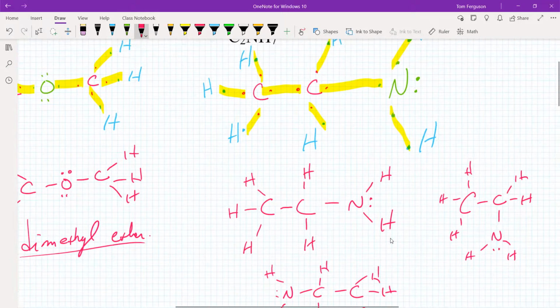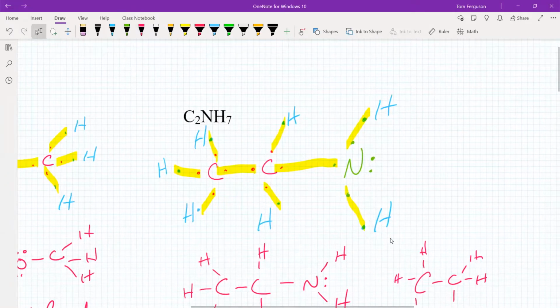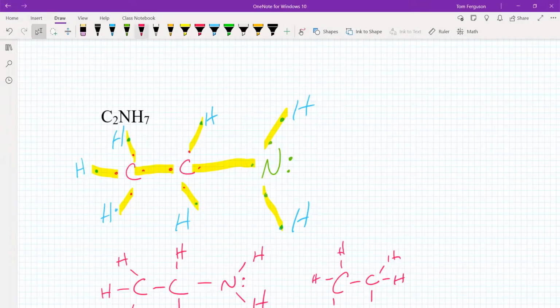Now, we can also do this a little differently. We put the nitrogen in the middle between the two carbons. What would that look like? Okay, we have carbon.